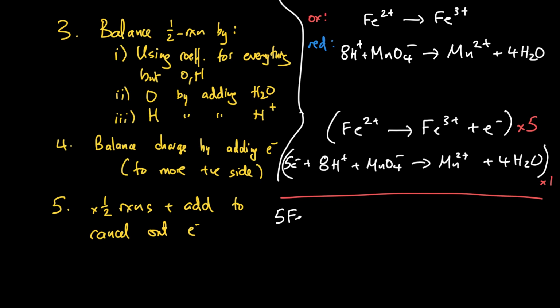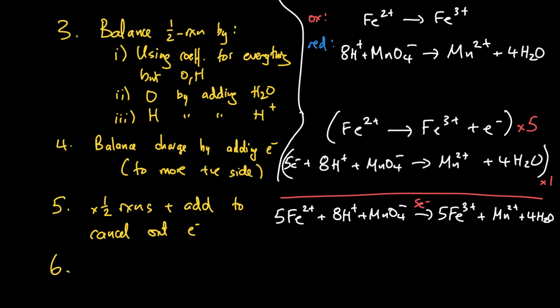So there's 5 iron 2s, plus 8 hydrogens. We didn't multiply that one by anything other than 1, so we get to copy our work. And on the right-hand side, we've got 5 iron 3s, because we quintupled the top equation, and we've got a manganese 2, and we've got 4 waters. And again, I think it's helpful to write the number of electrons transferred over the arrow, just because later on we will find we have to use this information. So the last rule then for acidic conditions is check it's balanced.